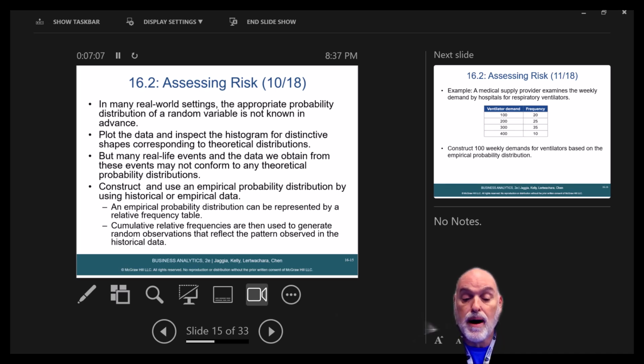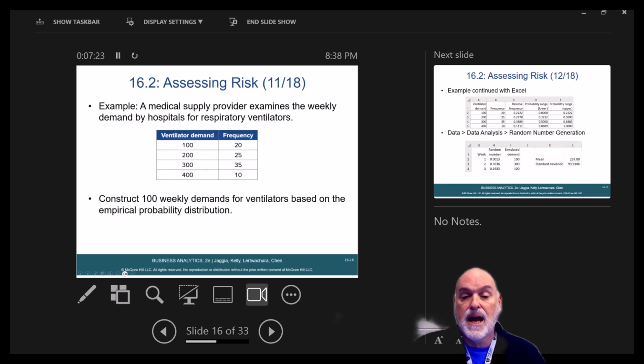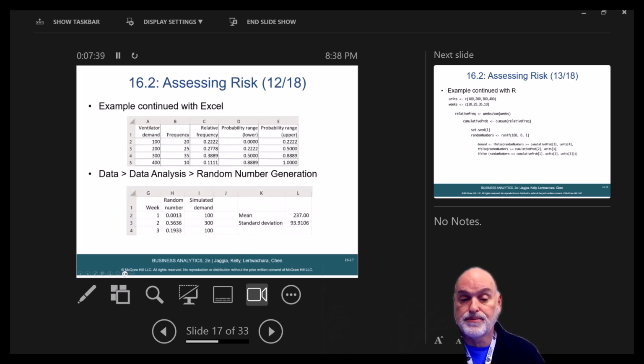An empirical probability distribution can be represented by a relative frequency table. Cumulative relative frequencies are then used to generate random observations that reflect the pattern observed in the historical data. Example: a medical supply provider examines the weekly demand by hospitals for respiratory ventilators. Ventilator demand, the frequency. Construct 100 weekly demands for ventilators based on the empirical probability distribution.